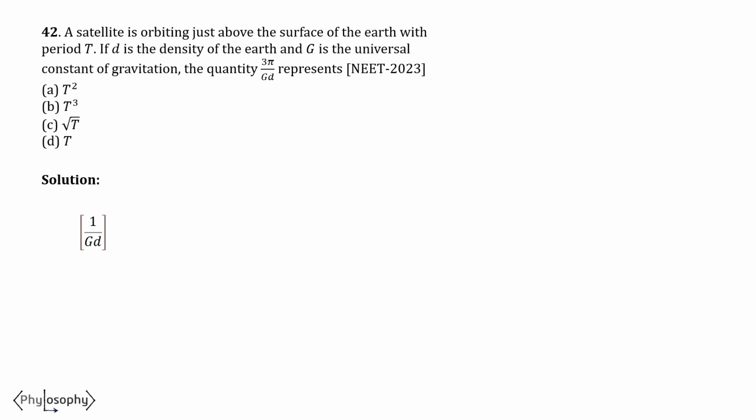Now, the dimensional formula for G is M inverse L cube T to the power minus 2, and d is the length, so it's simply L. So if you put the dimensional formula for G and d, then you will get the dimensional formula of 1 over Gd, which is M L to the power minus 4 T square. Therefore you can say that the quantity 3 pi over Gd is proportional to T square. Therefore option A is the correct answer.